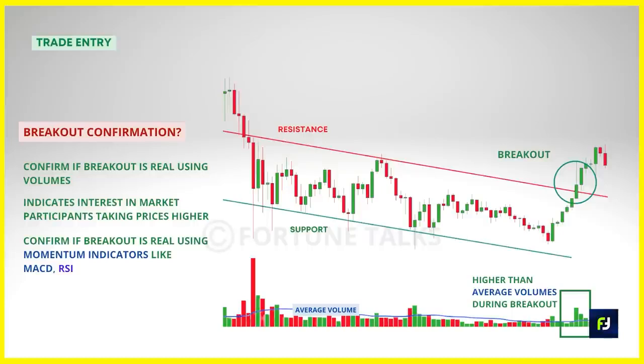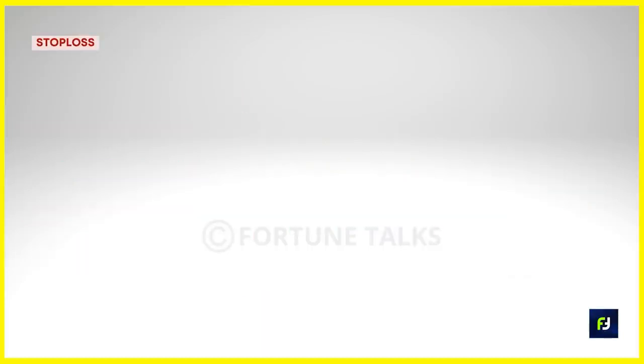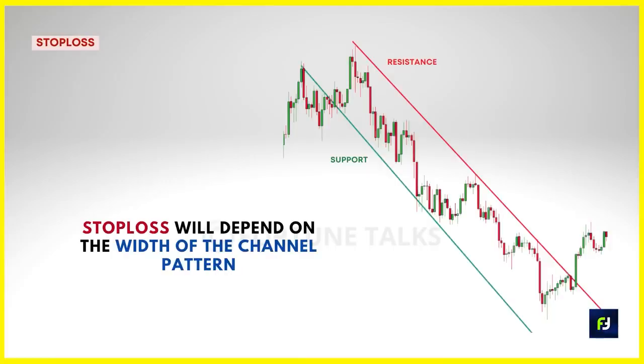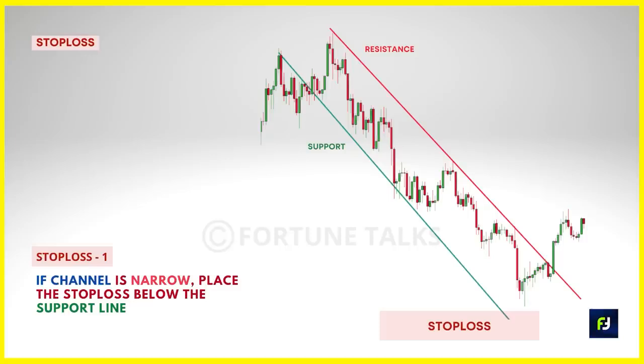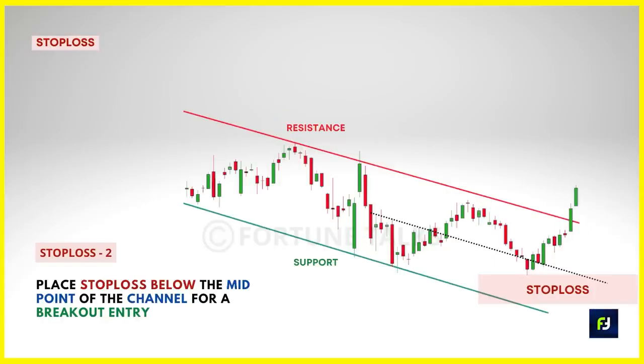to validate the breakout. Moving on, let's look at how to place your stop losses. So we will discuss the stop loss for a breakout above the resistance level. As mentioned earlier, the stop loss of the channel pattern will depend upon the width of the channel. If the channel is too narrow, we can think about placing the stop loss just below the lower trend channel line. But if the channel is too wide, then we need to think about a different stop loss, because if we place the stop loss below the trend channel line like before, the reward to risk will be poor.